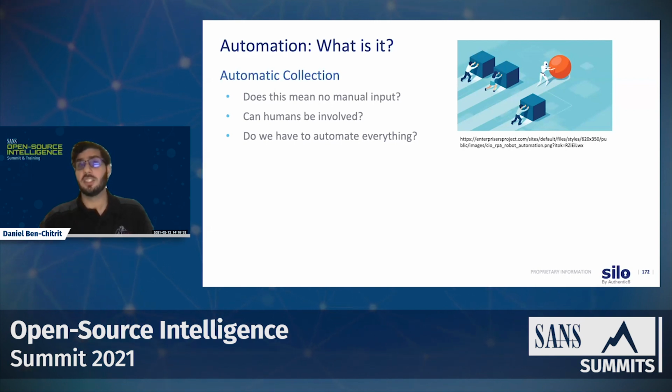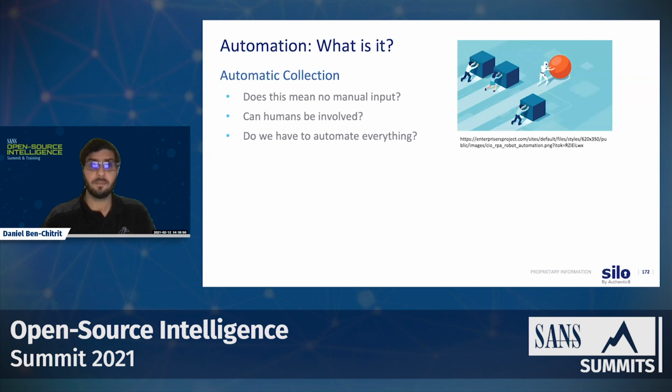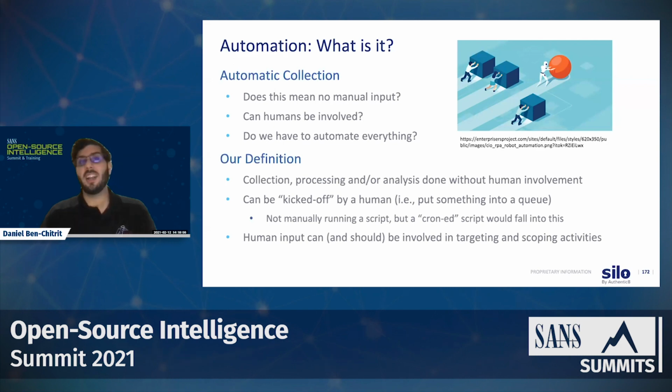Take the graphic that you see here. While it seems the robot, in this case automation, is better, it's actually different from what the humans are doing. So we need to be mindful of not automating the wrong thing and making sure that we understand the limitations of automation. For OSINT collection, or at least for this talk, let's define automation slightly differently.